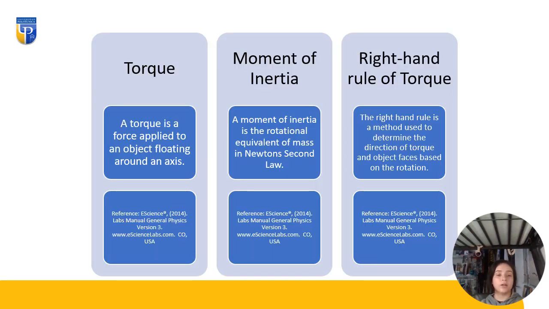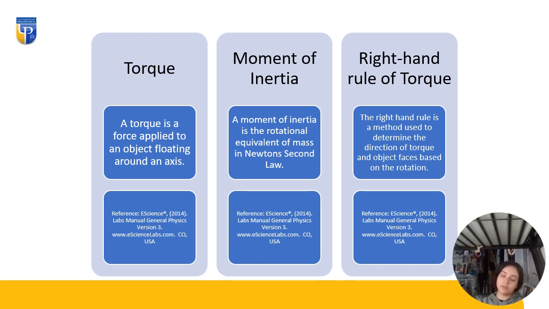Now, these are part of the pre-lab questions, and the laboratory asked, what is a torque? Well, a torque is a force applied to an object rotating around an axis. What is a moment of inertia? A moment of inertia is the rotational equivalent of mass in Newton's second law. And what is the right-hand rule of torque? The right-hand rule is a method used to determine the direction of torque an object faces based on the rotation.